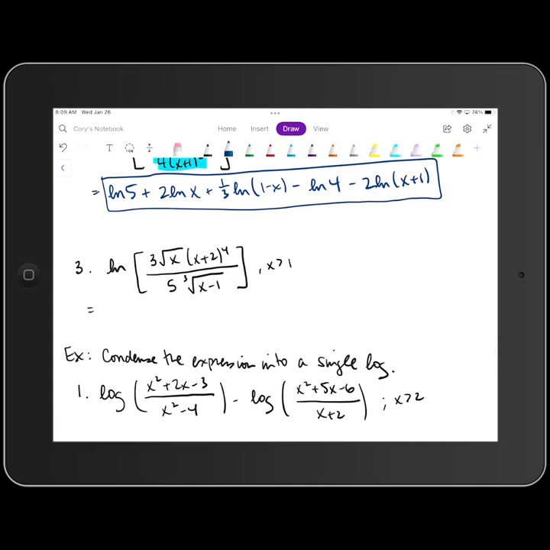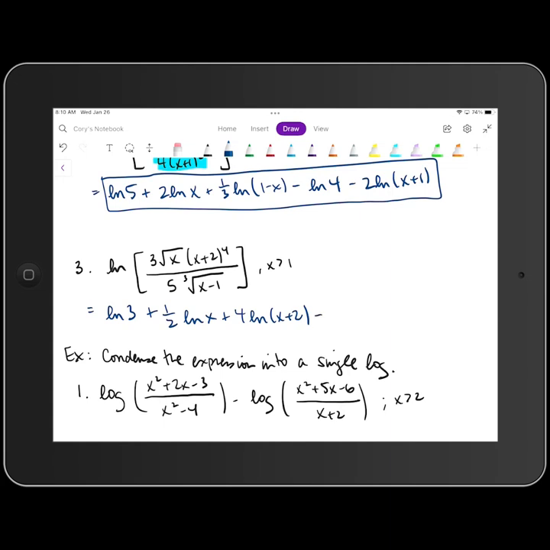Okay, so when you do that, this is what you should have come up with. You should have gotten the natural log of the first factor, 3, plus the natural log of rad x is like the natural log of x to the 1/2 power. So I can rewrite that as 1/2 the natural log of x, plus the natural log of x plus 2 to the 4th power. Again, when I pull that exponent out front as a factor, that is 4 times the natural log of x plus 2.